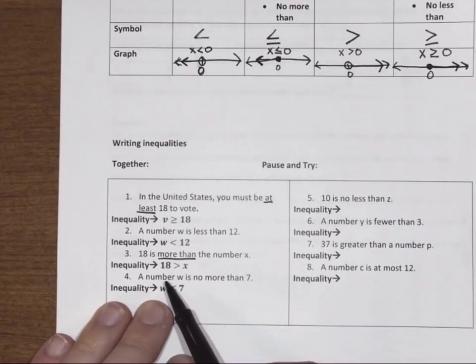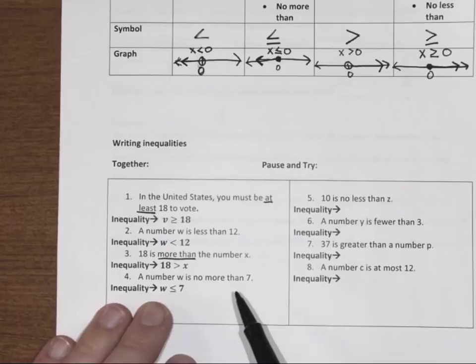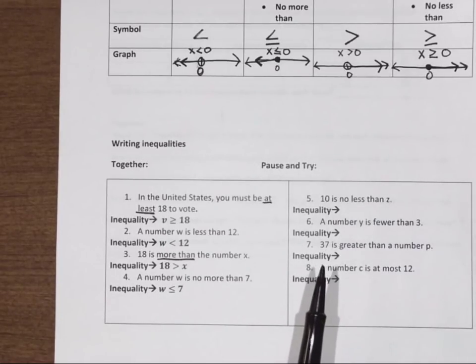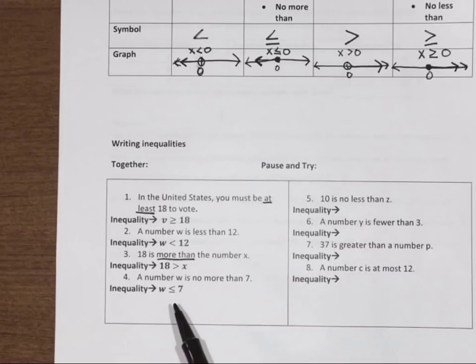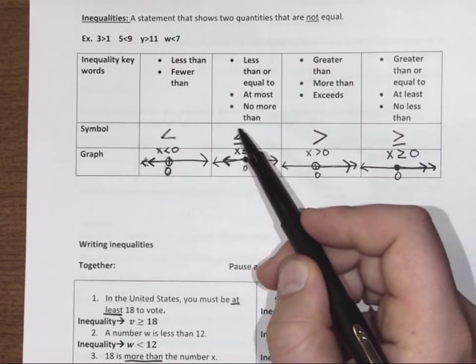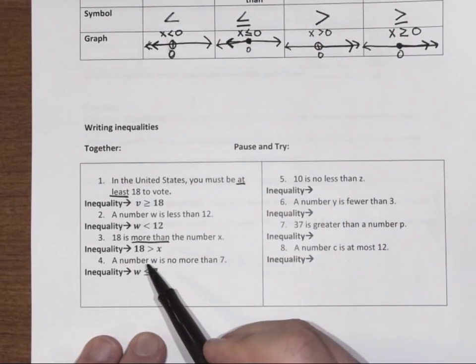Number 4, a number W is no more than 7. So if it can't be more than 7, then that means that it is either equal to 7 or less than 7. No more than. So less than or equal to. So I would write W is less than or equal to 7.